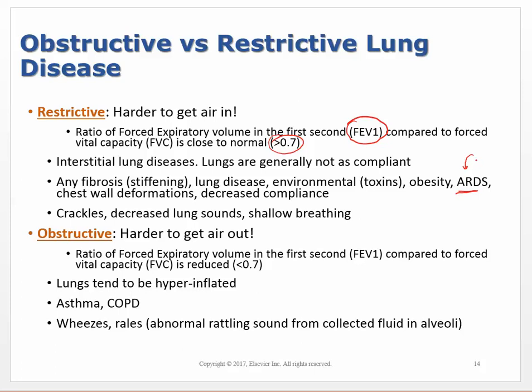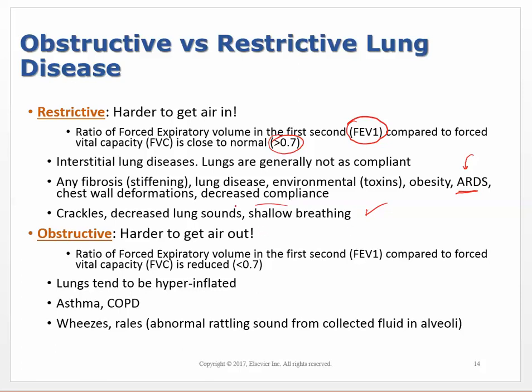Lack of surfactant and fluid inside your alveoli is going to not let those expand as much. When you have fluid in the alveoli, that's why we have surfactant, so they can expand. And so when you have too much fluid in there, it's going to not let those expand as much, and so it's going to restrict air from getting in there. Chest wall deformations, decreased compliance again overall. So you're going to hear crackles, decreased lung sounds, shallow breathing. Those are the assessment sounds that you can hear.